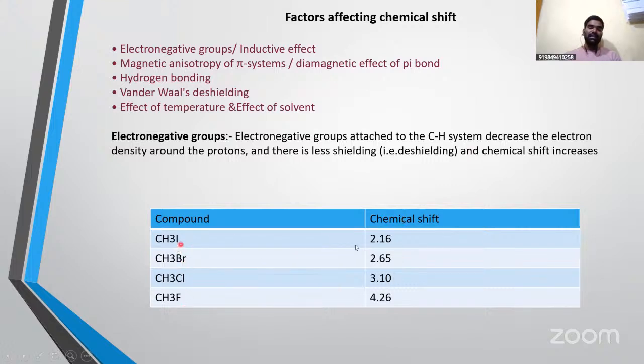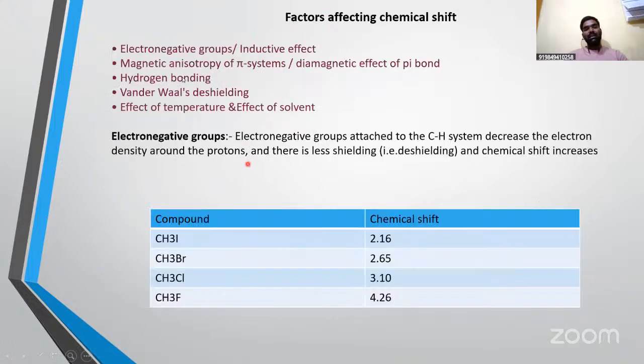For CH3I, the chemical shift is 2.16, and for CH3Br, the chemical shift is 2.65, and for CH3Cl, it is 3.10, and for CH3F, methyl fluoride, you can observe 4.26 here. Okay, this is about the electronegative groups.